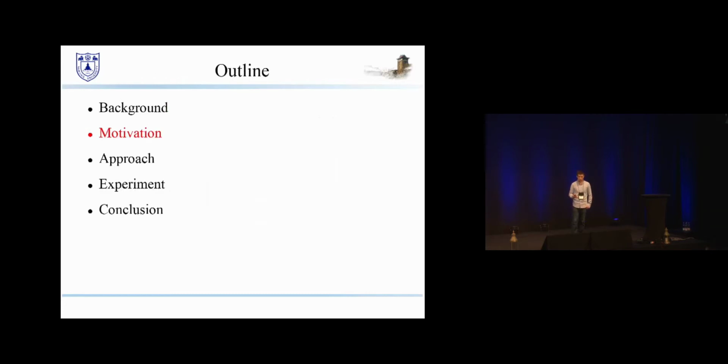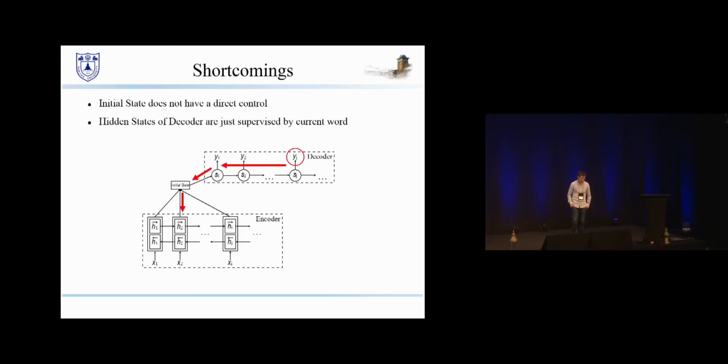Now it's the motivation part. We take a look at how these states are controlled. The red arrows in the figure show how errors propagate through the network. The parameters will be updated when a word is wrongly translated. For example, if Yj is a translation mistake, the error will transmit from Yj to the encoder. It takes several time steps for the initial state and hidden states to update their parameters. This supervision is weak and may be noisy.